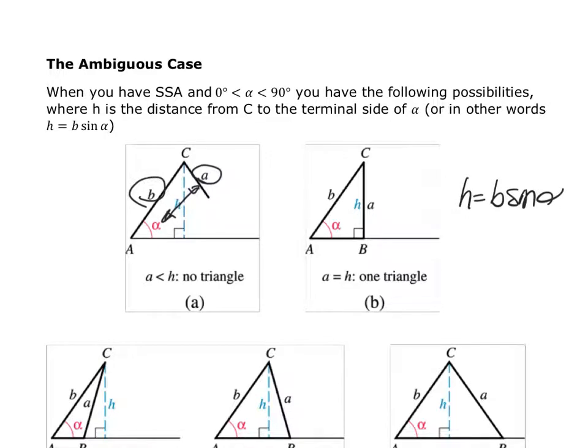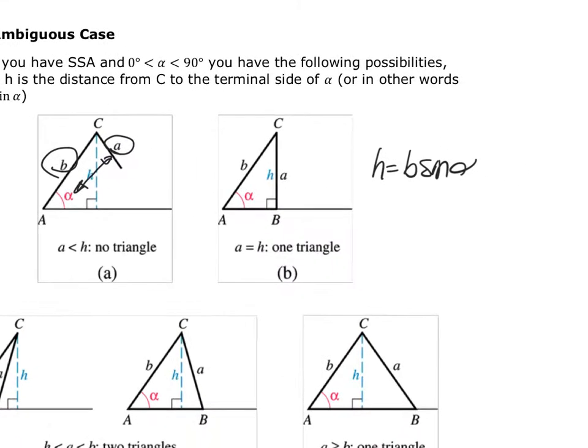Now what happens if you're not given A and B? You're given A and C. Well, it depends on what the angle you're given. So if you are given A, and you're given C, and you're given gamma, as an example, then your height would be A times the sine of gamma.